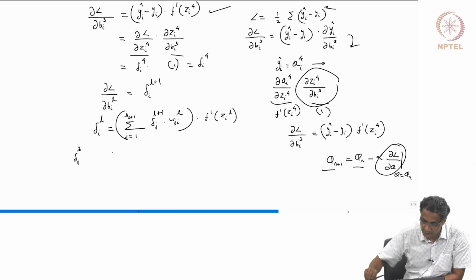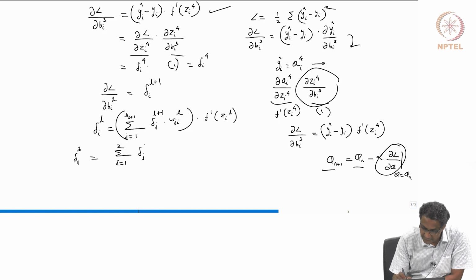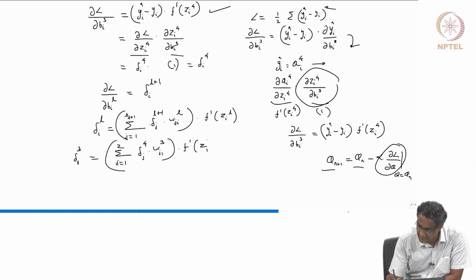So what will this be like? Let me just write this down. Delta_1^3 is equal to the summation j equal to 1 to 2, and then you will have delta_j^4, L plus 1 is 4, and then W_j1, since I'm looking at i equal to 1, L is 3, and then f'(z_1^3).